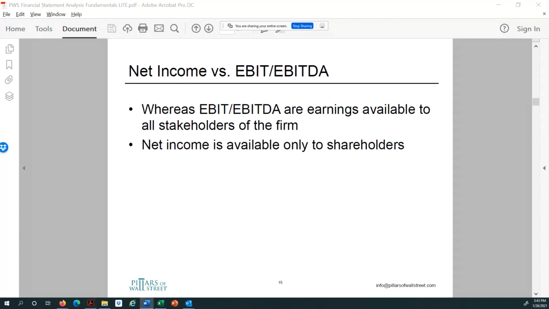Now, net income versus EBIT and EBITDA. We touched upon this on the prior slide, but just to reiterate, net income is only available to shareholders because interest has been taken out, whereas EBIT and EBITDA are pre-capital structure, pre-interest, therefore available to all stakeholders of the firm, the equity and debt holders.